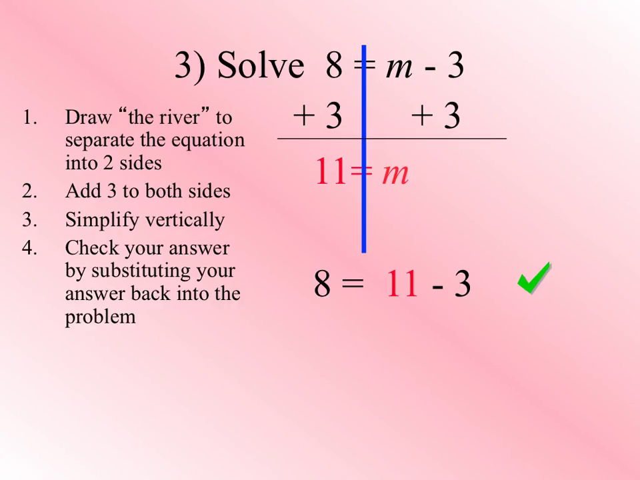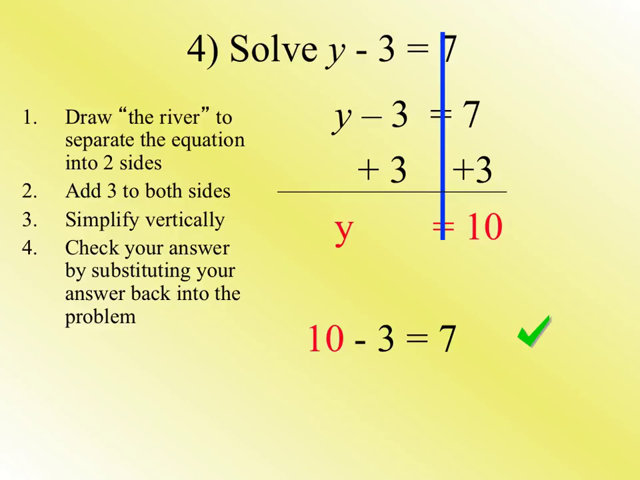Okay, draw the river to separate the equation into 2 sides. That's what we've done. As we noted before, this is subtraction. We know that addition undoes subtraction, so we should add 3 to both sides, and we will find that 11 equals m. Check your answer by substituting it back in. 8 equals 11 minus 3. That is true. You are doing awesome.